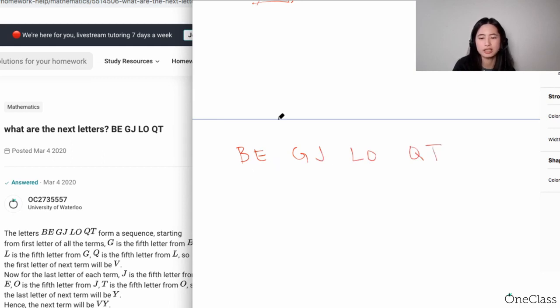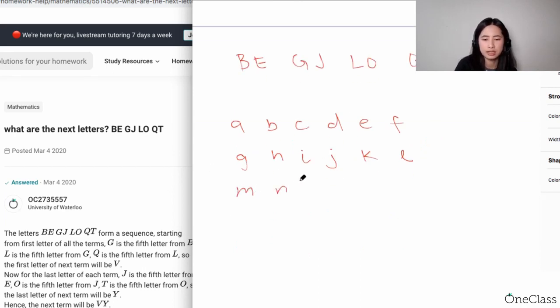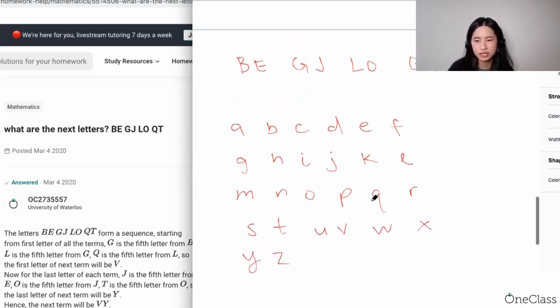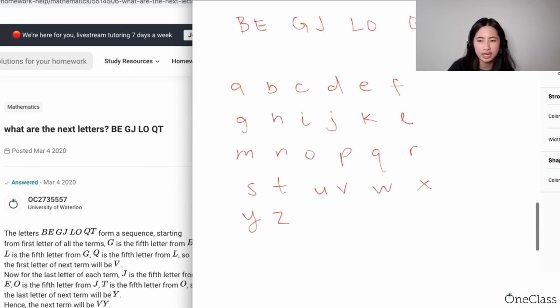Okay, so we have this pattern, and this is related to our alphabet. So we're going to have A, B, C, D, E, F, and then G, H, I, J, K, L, and this is M, N, O, P, Q, R, S, T, U, V, W, X, Y, and Z. Some students can figure out the next letters mentally. Good for you. But for students who can't really see that, this is the way to go.